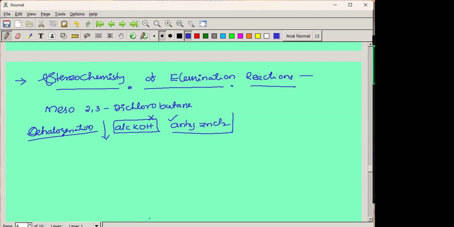Clear? So what type of compound is this one? This is meso. Alkene. Yeah, alkene, meso compound. So the alkene is formed.